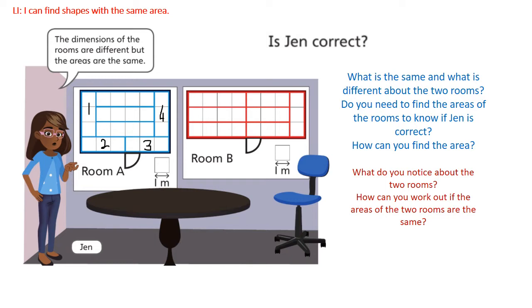We've broken the area inside each down, haven't we? In room A, we have 1, 2, 3, 4 sets of 3 squares. In room B, we've also got 4 sets of 3 squares. In room A, we've got 3 sets of 4 squares, and in room B, we've also got 3 sets of 4 squares. So that means both the rooms have the same number of squares, so both the rooms have the same area.